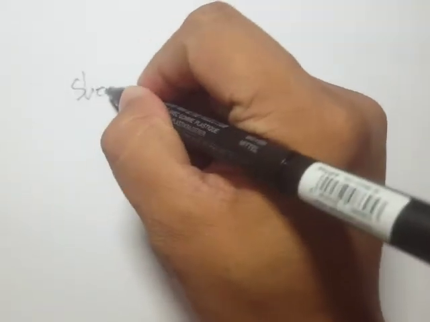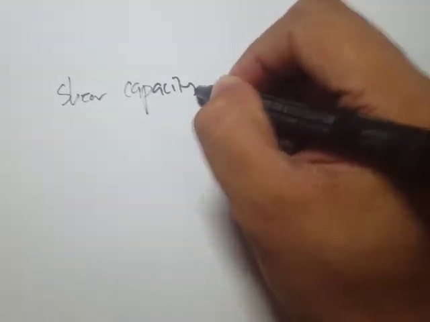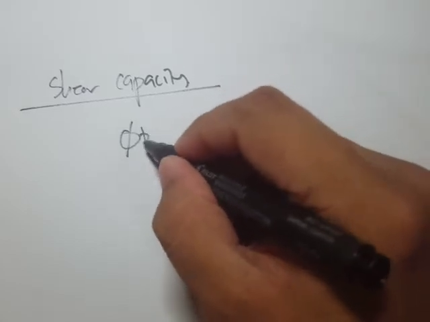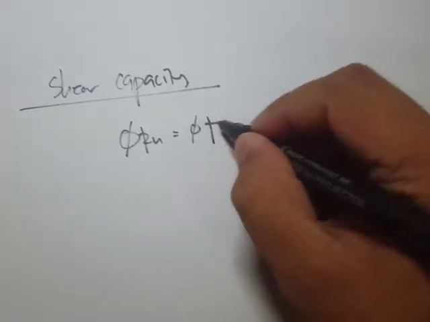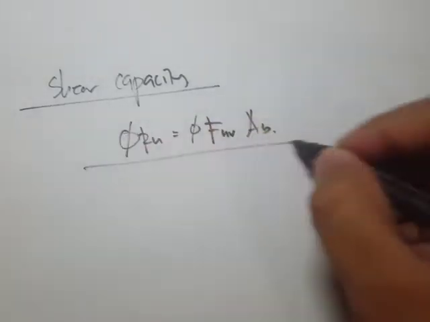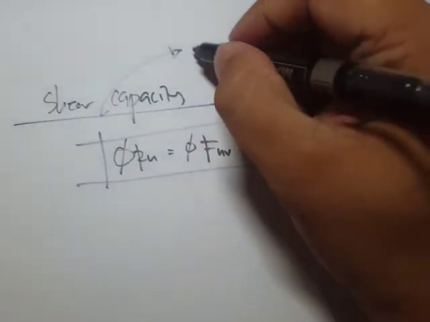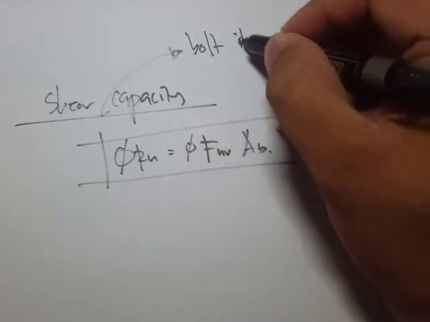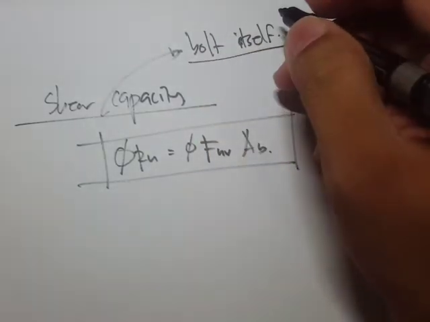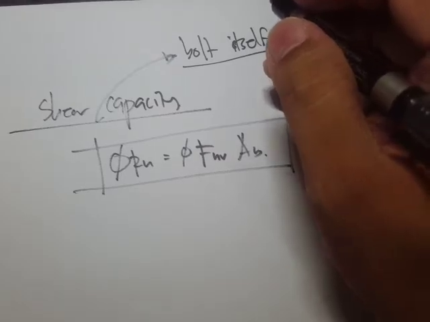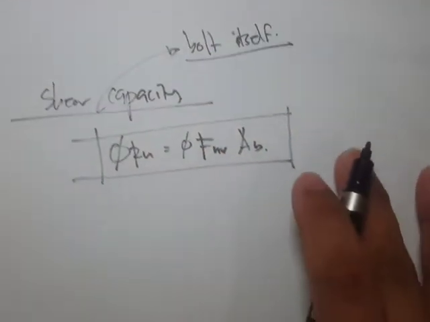For the shear capacity, the equation that we have is Rn = Fnv times Ab. Okay, so shear capacity refers to the bolt itself, whereas the bearing refers to the plate material. This shear capacity is the bolt itself.